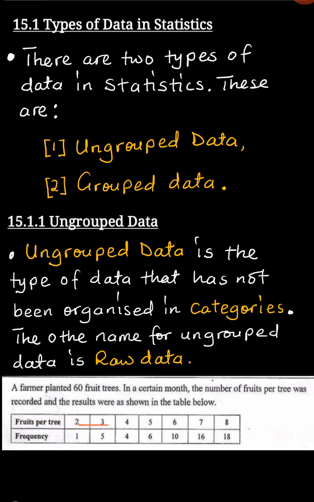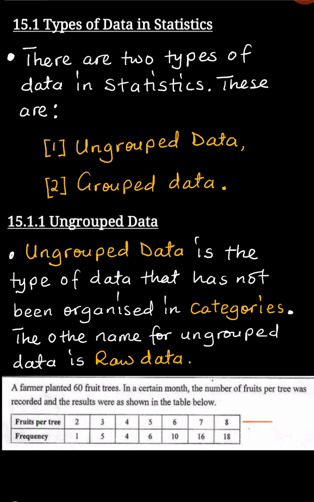Now, when you look at this particular type of data that we have right here, this type of data is what we call ungrouped data. Why is it called ungrouped data? It is because when you look at this data, it has not been presented in categories or ranges or intervals. It is not data that is in intervals. It is just raw data.